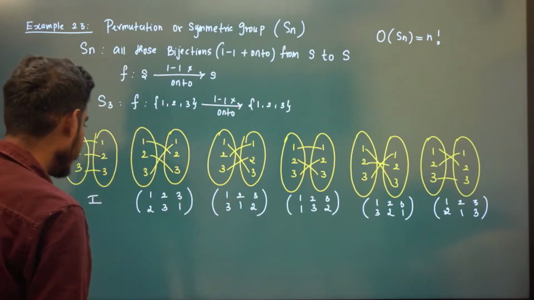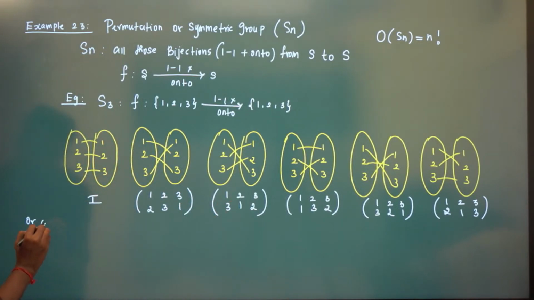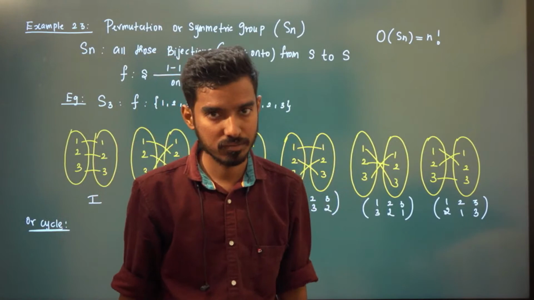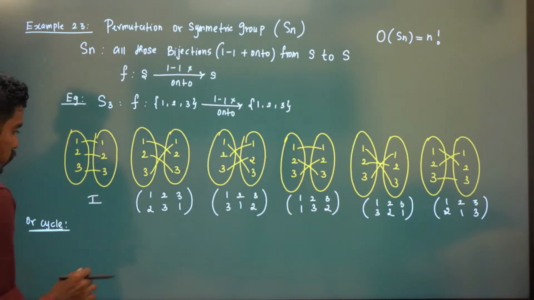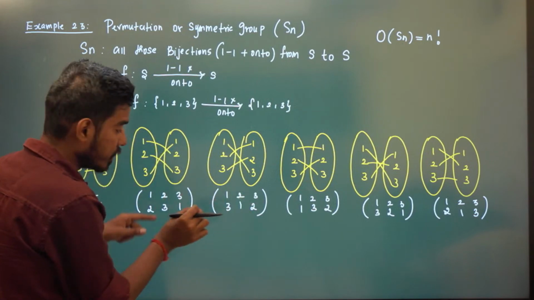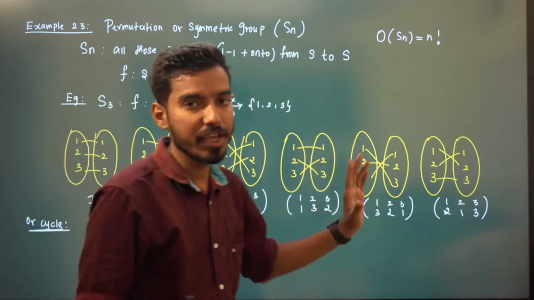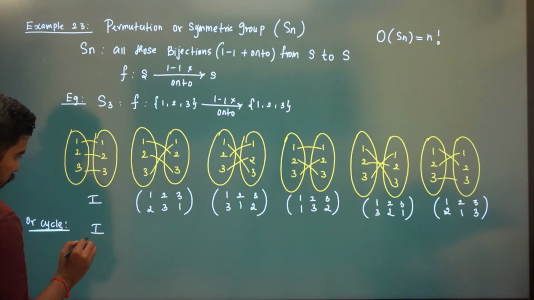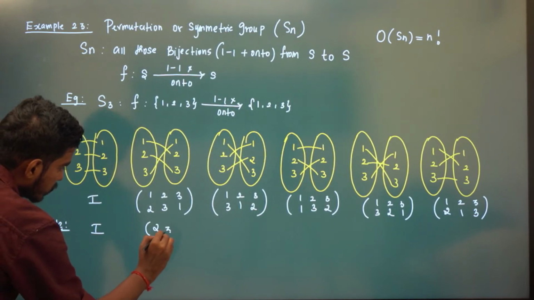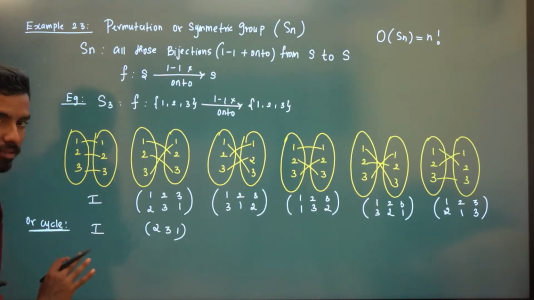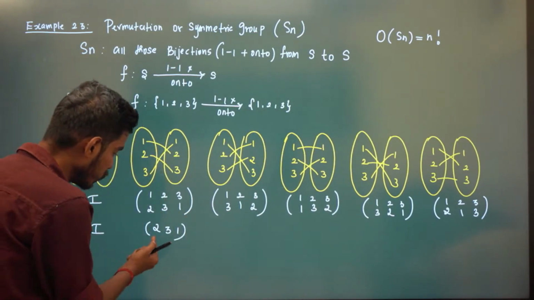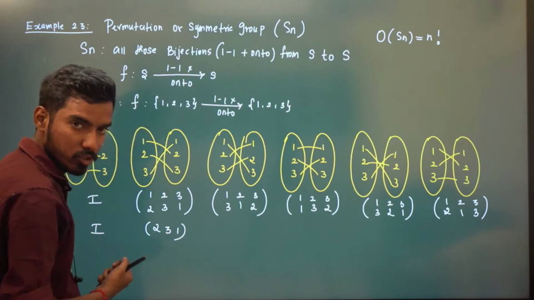We can also represent this in cycle form. From an exam point of view, they will not represent like this because it is difficult to type. They will represent it in cycle form. They don't write the first row because the first row is always 1, 2, 3. They will write this as 2, 3, 1. That means 2 goes to 3, 3 goes to 1, 1 goes to 2. You need to come in this order.